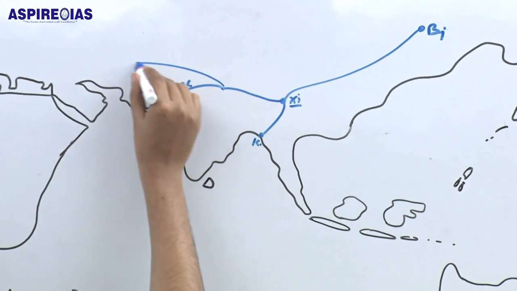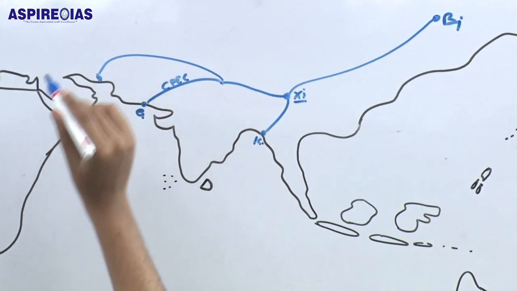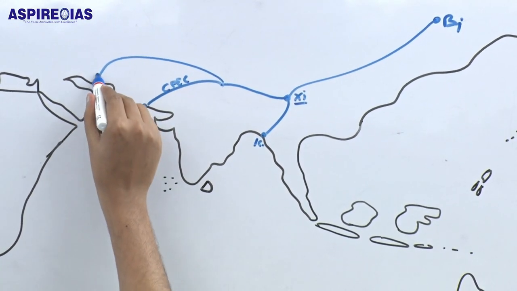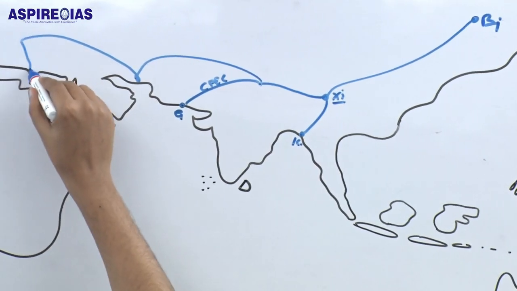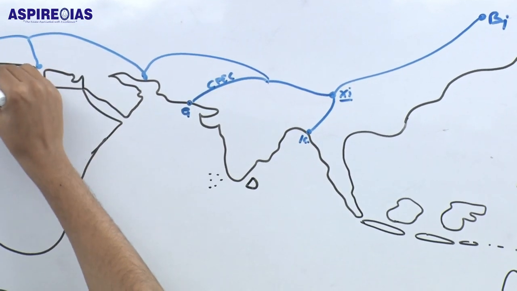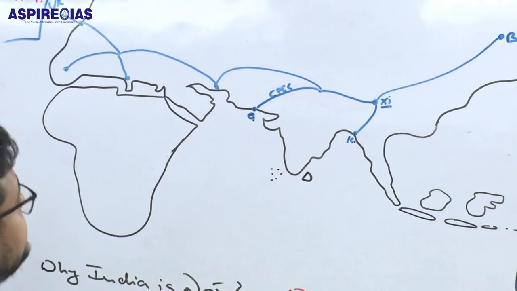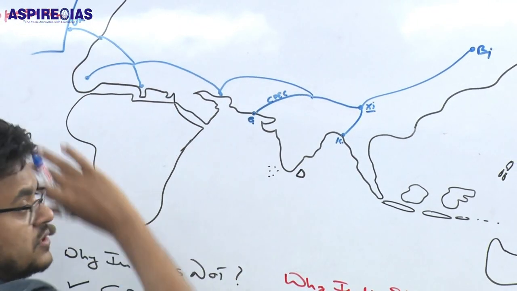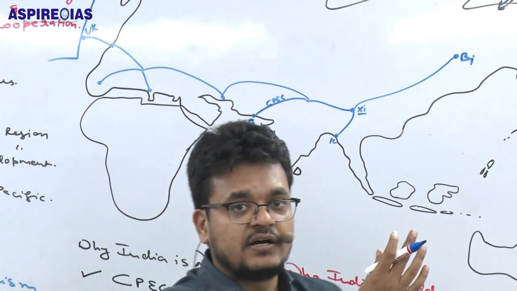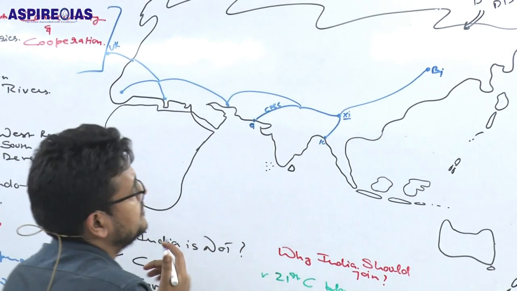Then from here, they are moving towards Iran. From Iran, they are moving towards Italy. They are moving towards Spain. They are moving towards the Netherlands and they are moving towards the UK. This is a land route covering the whole of Asia, West Asia, even Europe.